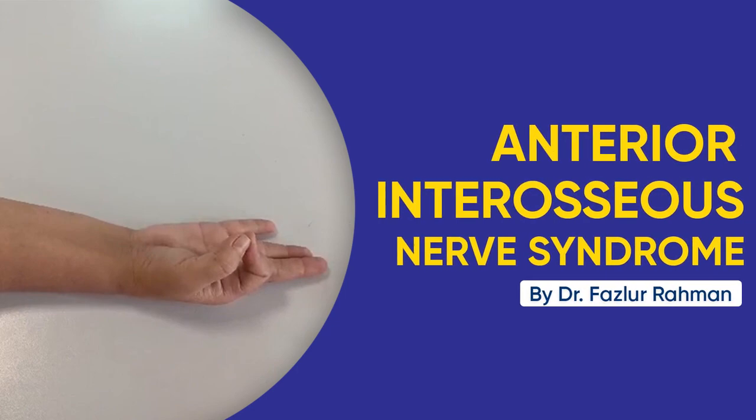This is a video of the release of the anterior interosseous nerve when the patient has anterior interosseous nerve syndrome. Anterior interosseous nerve syndrome occurs in long-standing carpal tunnels. After the patient is affected by carpal tunnel syndrome and does not get treated, the pain starts radiating upwards and then the anterior interosseous nerve gets involved.